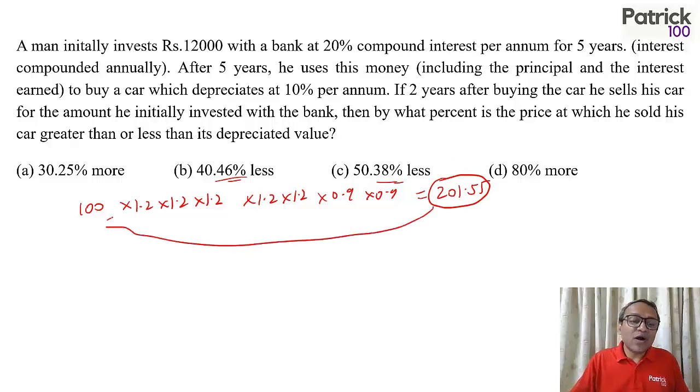He sells it for 100, which will make it a little less than half. So it's 50.38% that will be the answer, right? So you start with 100, 1.25 times, and then 0.9 to reduce 10%. You realize it becomes 201.55, and he sells for 100, which is slightly less than 50%. So 50.38% less will give you the answer.